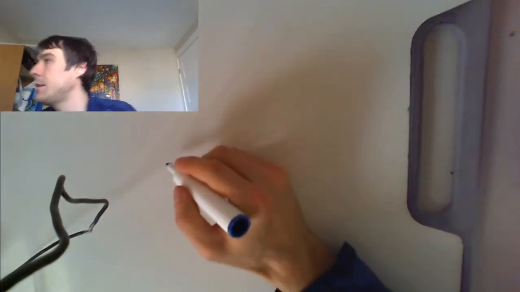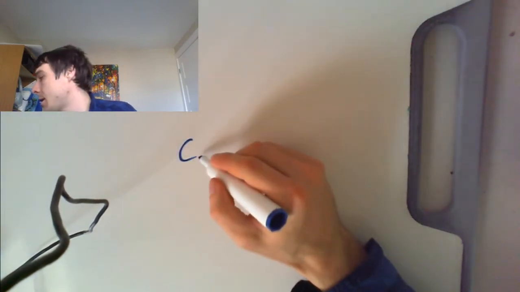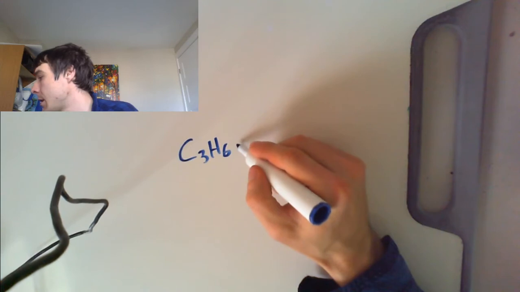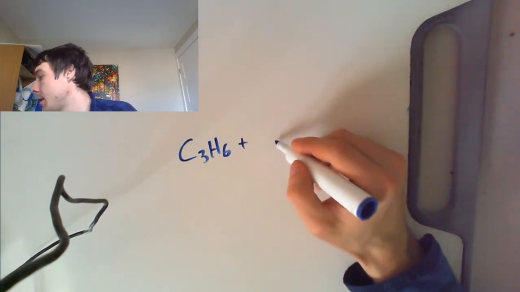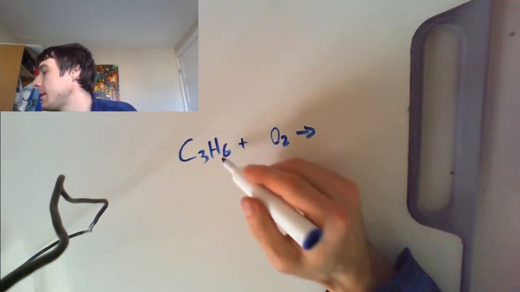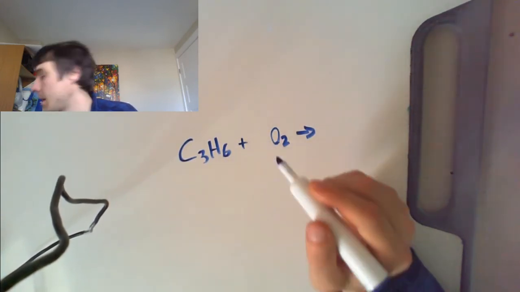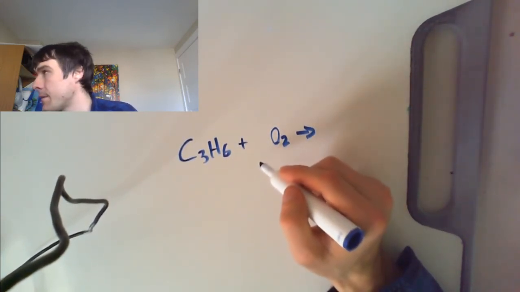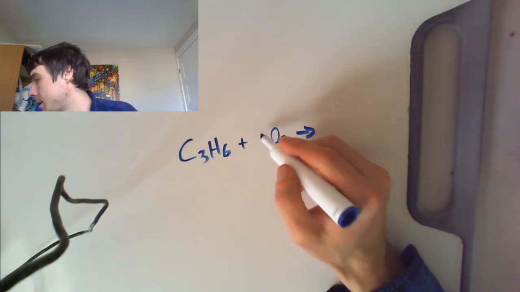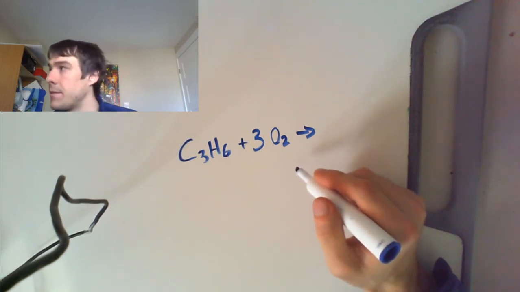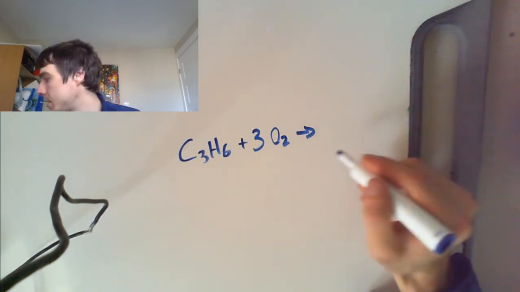So let's burn, say, C3H6 plus O2. I need at least 3 oxygens to make 3 waters, but I don't want too much oxygen. So let's just say we have 6 oxygens, so 3O2. We have 6 oxygens to distribute.